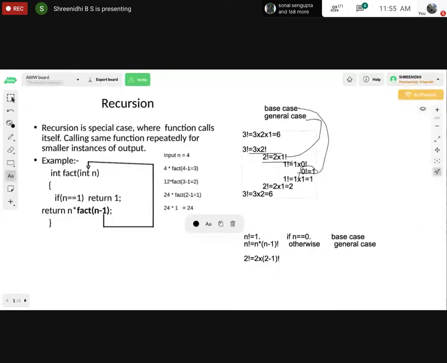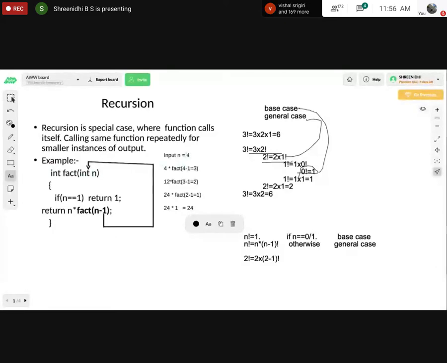Got it? Otherwise, if n is equal to 0, it will be this. Other than 0, it will be like this. Or we can take n is equal to 0 or 1, where it returns me 1. Otherwise, it returns me this. So here, this is a simple recursive function: int fact of int n.